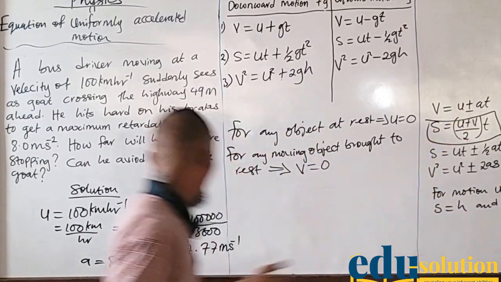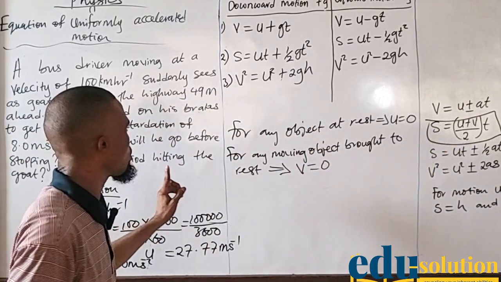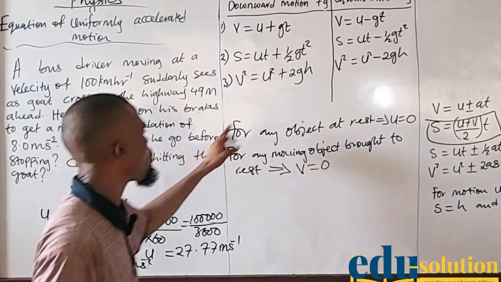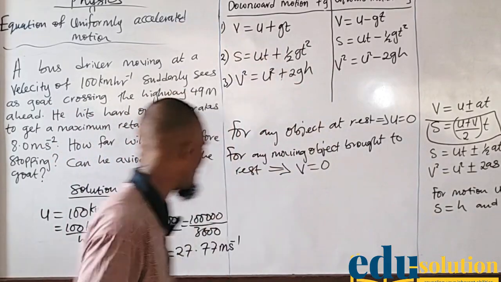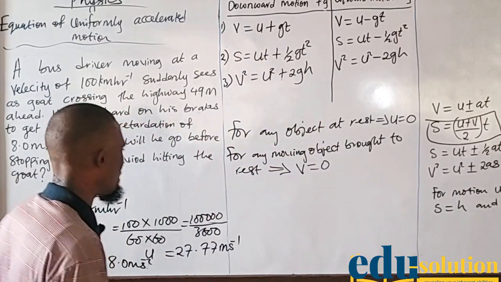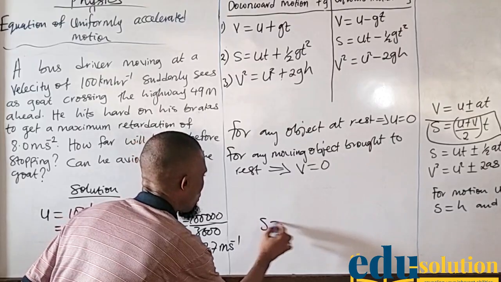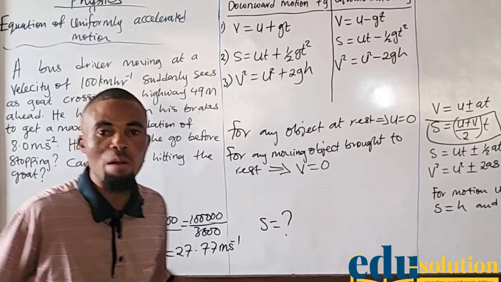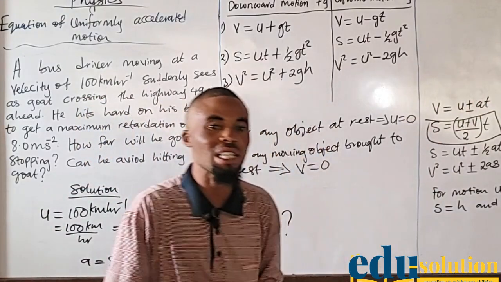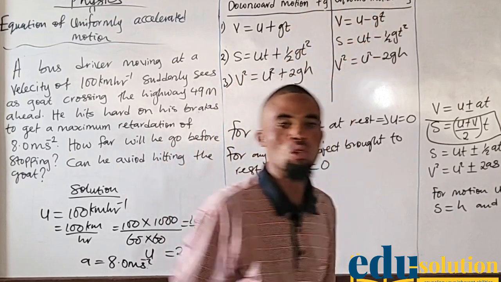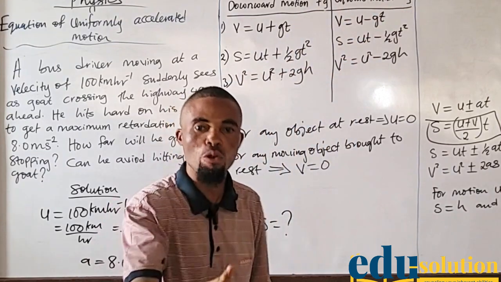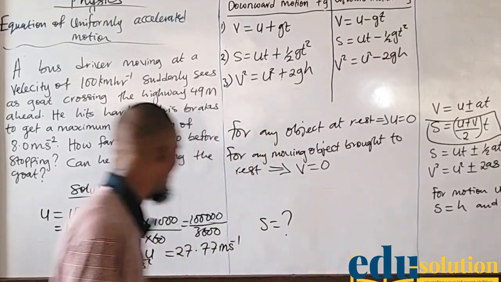If we want to use, we have A and U given to us. And they ask us, how far will he go before stopping? That means they are asking us to look for the distance the driver will go before it will stop. Don't forget the goat is at 49 meters ahead. So it's the distance we're looking for.